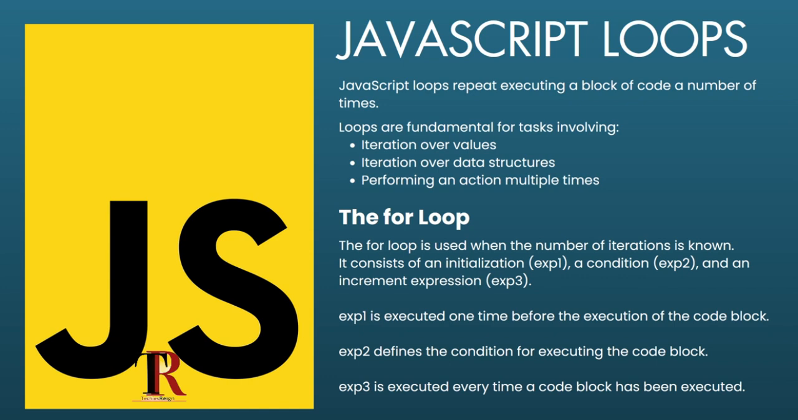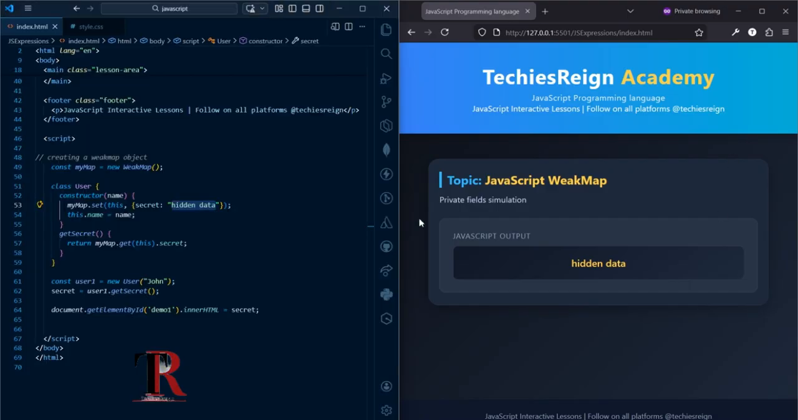So going forward from here, it will be very nice for us to see an example of a for loop in action. So let's dive in and take a look at an example of this in JavaScript code.